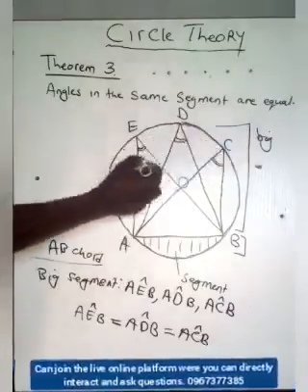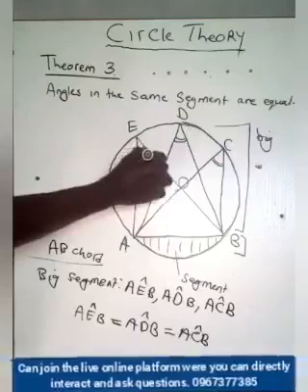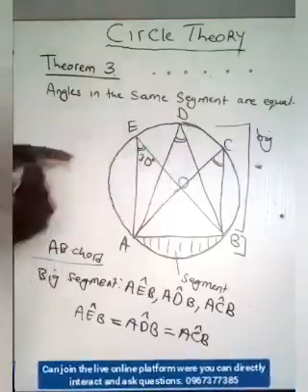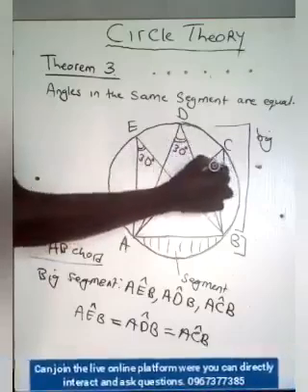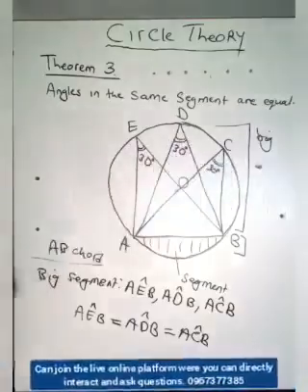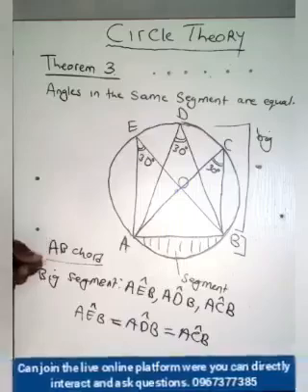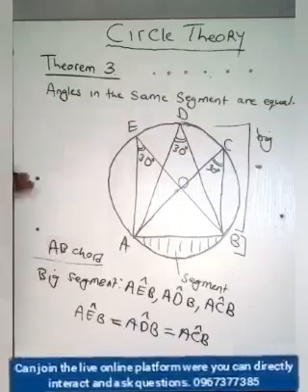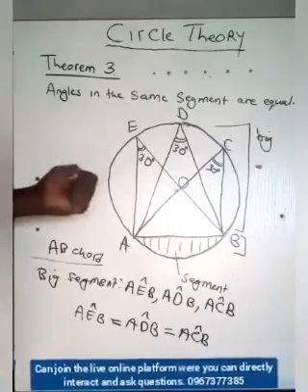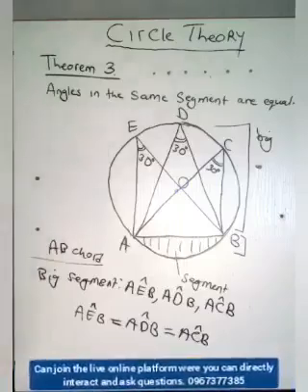So in case this is 30 degrees, I'm just assuming, then automatically even that one will become 30 degrees, even this one will become 30 degrees. I hope you enjoy this very simple theorem. Just look at the chord shared by those angles which you can say are in the same segment and they should be equal. Thanks.